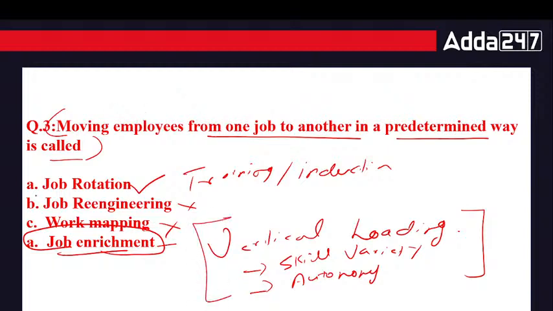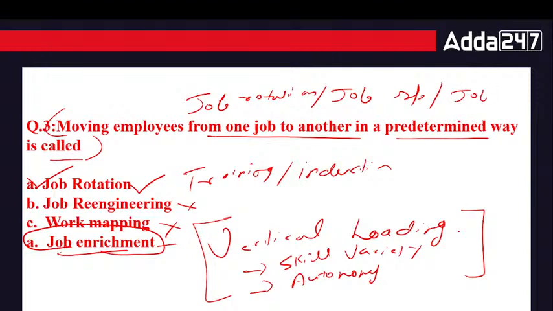So here the right answer is job rotation. In job rotation, what are we doing? We are shifting an employee from one job to another. That is called job rotation. Normally every time they usually ask what is job rotation. These are the most common questions. Then what is job specification? What is job enlargement? What is job enrichment? At least one term they will ask for sure.